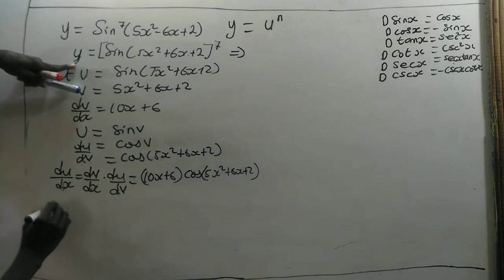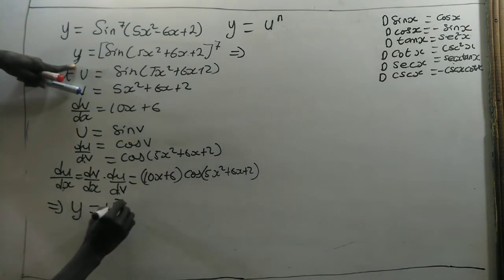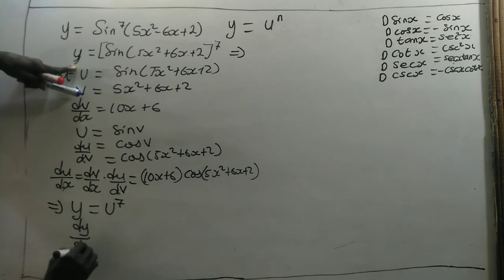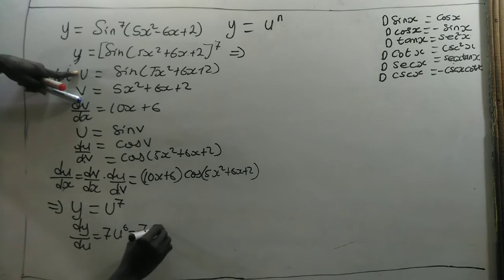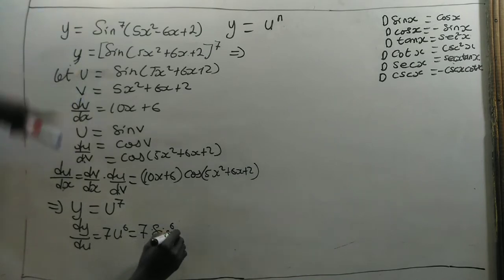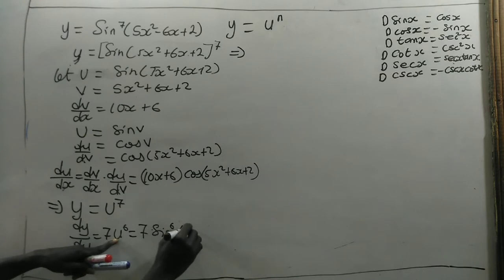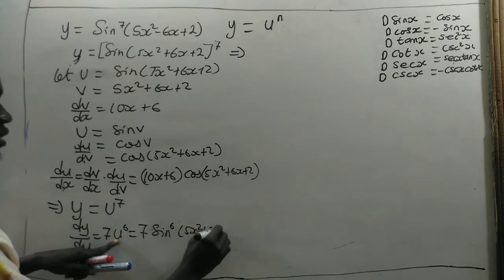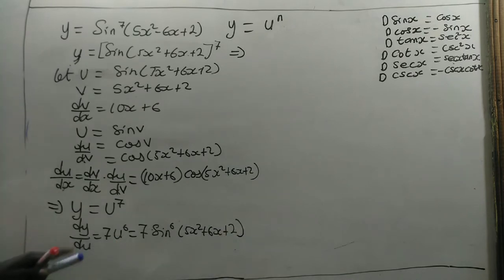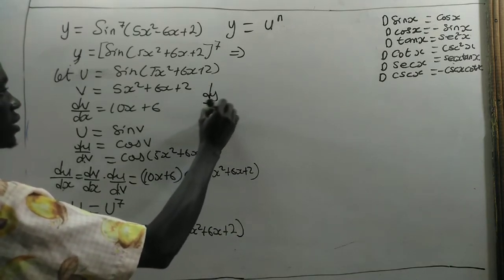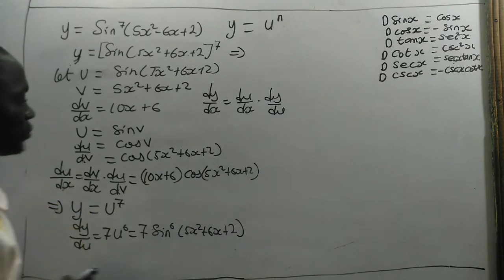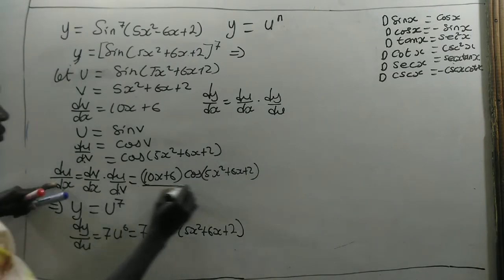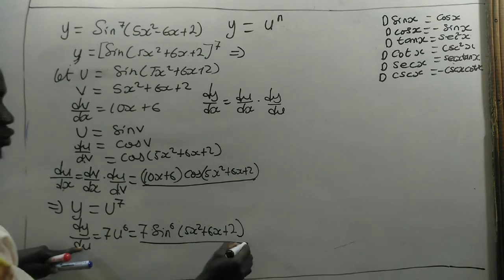Now, we said that u is equal to the inner function here, which implies that y is equal to u to the power 7. So the derivative of y with respect to u is 7u to the power 6, that is 7 times sine to the power 6 of (5x squared plus 6x plus 2). So now we can take our dy on dx to be equal to du on dx times dy on du. And this is our du dx, and this is our dy du.